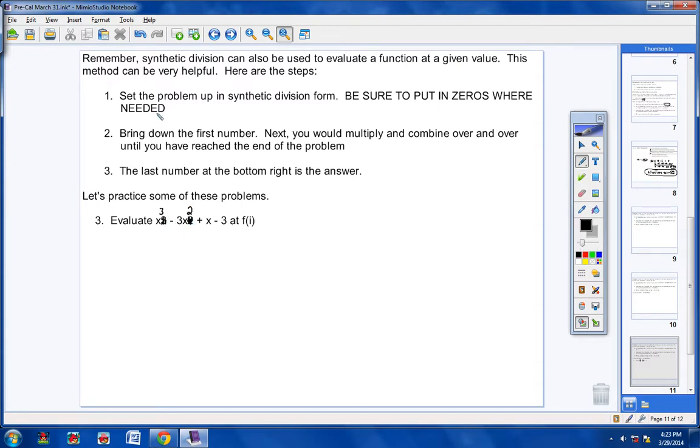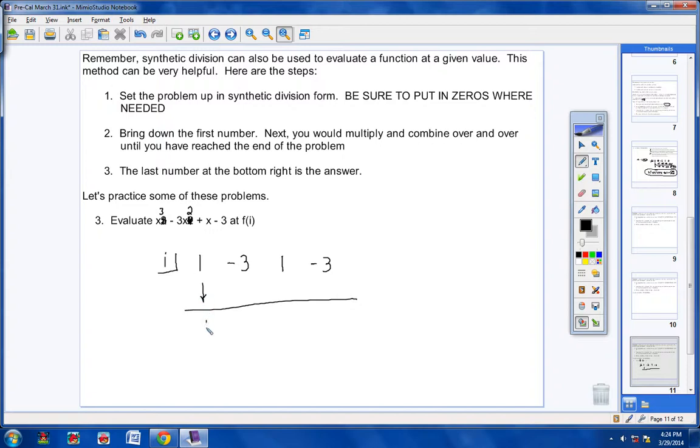Okay, here we go. Step 1. Let's set the problem up in synthetic division form. We're going to evaluate this function at the letter i. So I'm going to put i inside my box, and now let's list out your coefficients. Your x cubed coefficient is 1. For x squared we have a negative 3. For x I have a positive 1, and for my constant term a negative 3. So there was no need to put any zeros in. Okay, let's go ahead and work out step 2 here.